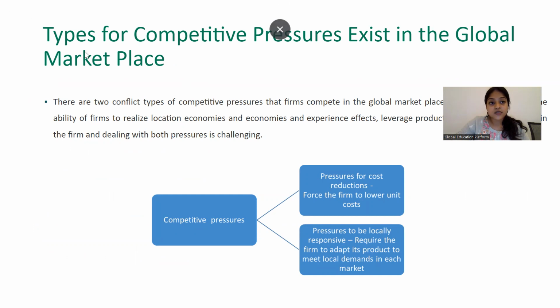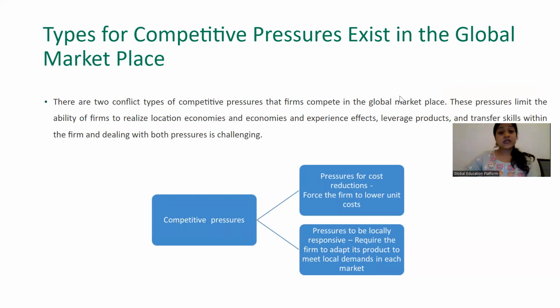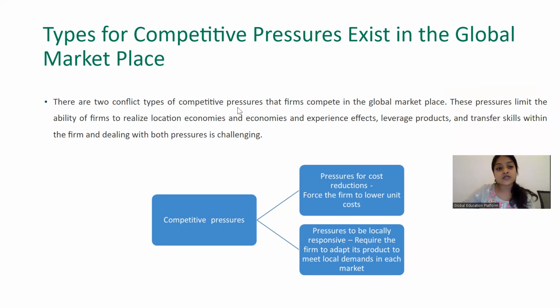Right. So we look at the types of competitive pressures that exist in the global marketplace. Here they say that there are two conflicting types of competitive pressures that firms face when competing in the global marketplace. These pressures limit the ability of firms to realize location economies and experience effects, and transfer skills within the firm. Dealing with both pressures is challenging.